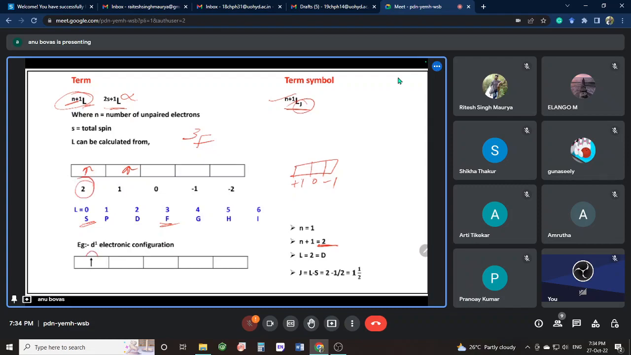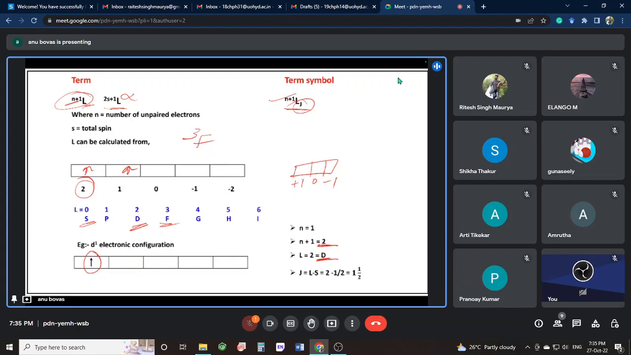It will be 2. 2 corresponds to D. Okay, so L is D. That also we understood. Easy. Now what is the value of J? This is less than half filled, so the value will be L minus S. If it is more than half filled, it will be L plus S.